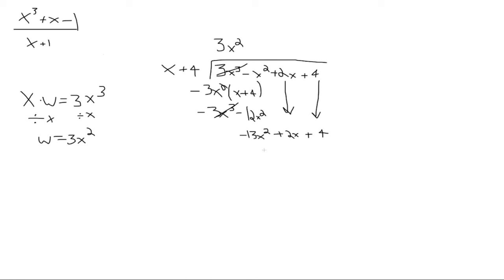But anyways, we would get this, and then we would find out what we have to multiply by x plus 4 to get minus 13x squared, right? And I'm pretty sure that is minus 13x, because what do we have to multiply by x to equal minus 13x squared? Well, we have to multiply by minus 13x. So we subtract minus 13x times x plus 4. Don't get confused with the negative signs.